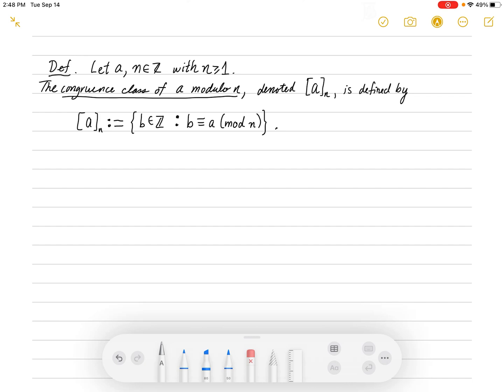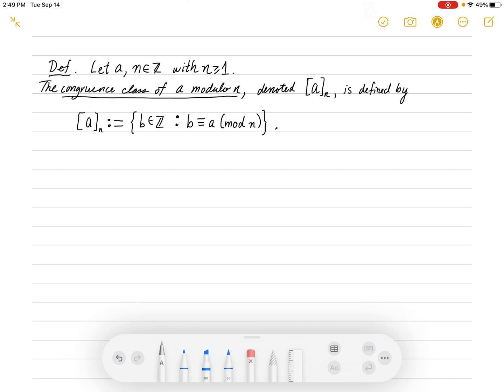So let's say you have integers a and n is a positive integer. So that means n is greater than or equal to 1. So the congruence class of a mod n, the way we denote that is with a and square brackets around it. It almost looks like a box. Our book just puts a in square brackets, but I put a little subscript n because I like to indicate this is mod n with that subscript.